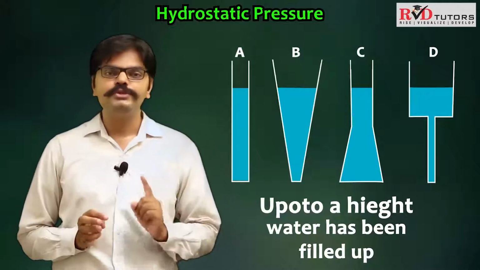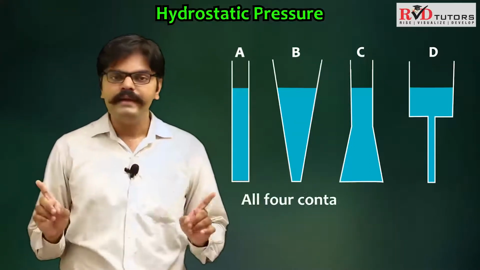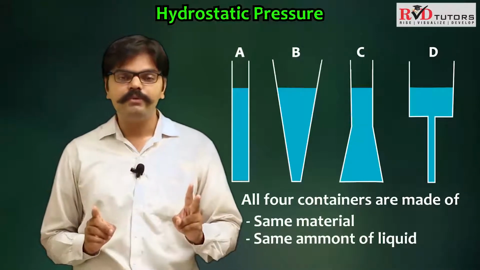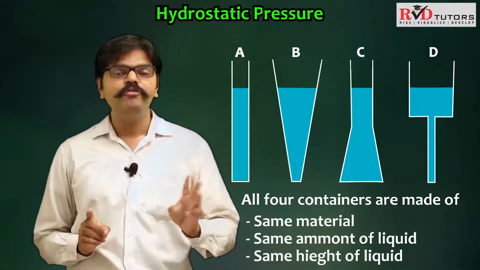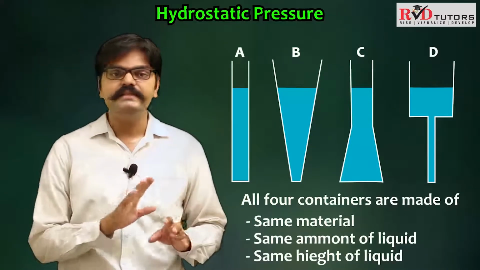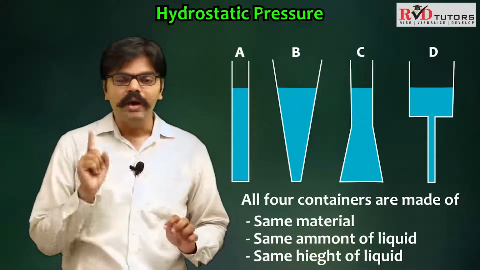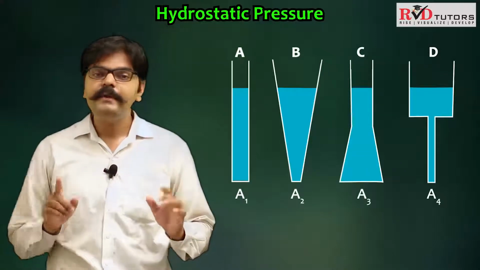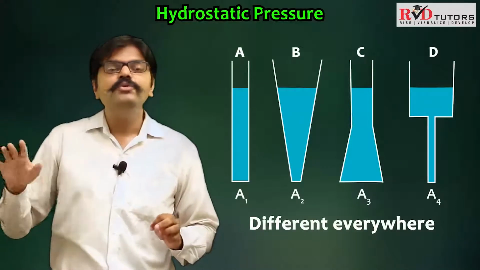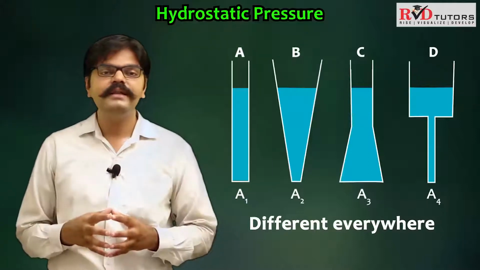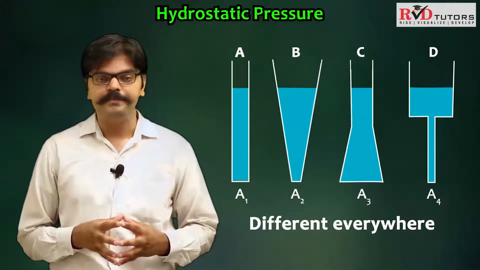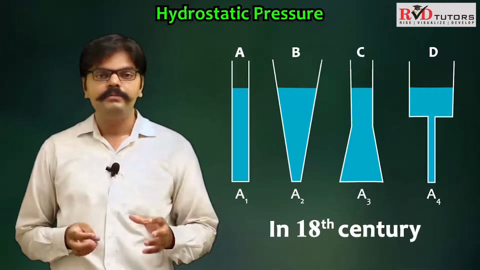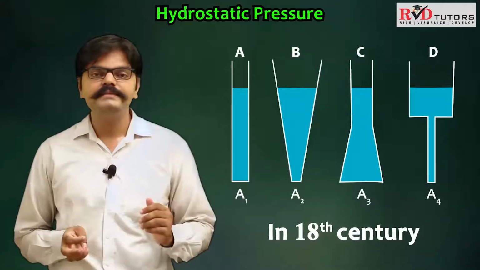Now the thing you are supposed to notice here is that all 4 containers were made of the same material, the same amount of liquid has been poured into these vessels, and the height of liquid in all these vessels is similar. But one thing that is different in all these 4 containers is the base area. That base area is different everywhere. Few containers have the least amount of base area, some of them have a high amount of base area. Now, in the 18th century, this was the main problem that was pursuing the scientists.